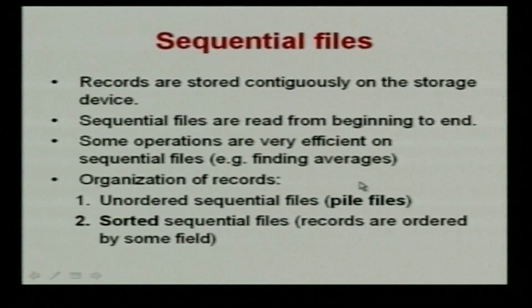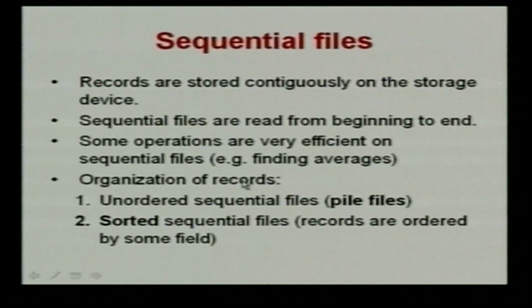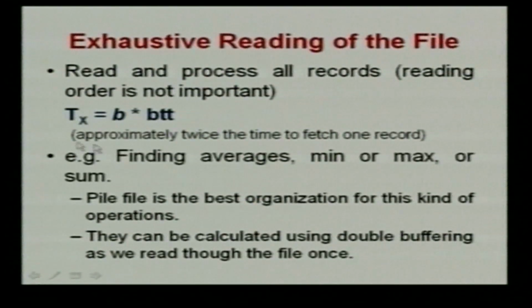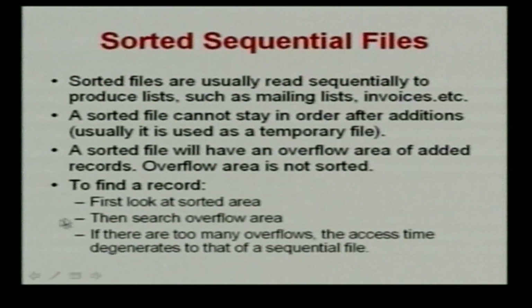Very important, very efficient if you have a large number of records and you want to do an operation on all the records, like finding averages; sequential files are very good for that. You have sorted sequential files and unsorted ones. If unsorted, they are called pile files. If you want to search a sorted file and look up a record, the average time is b by 2, and if you want to read and process all the records, it is very good because you can just go one after the other.